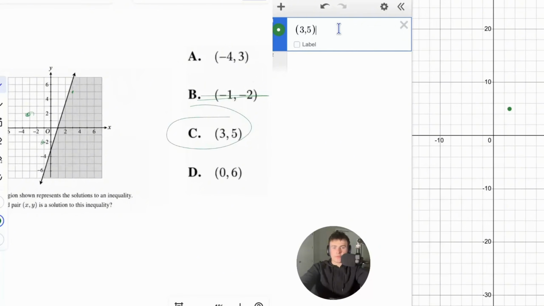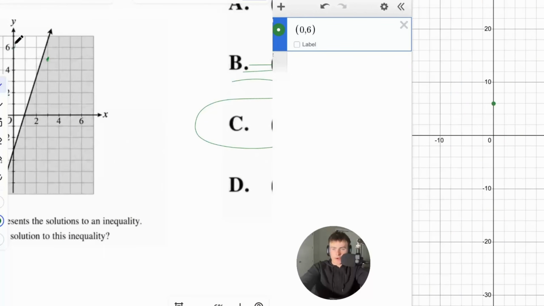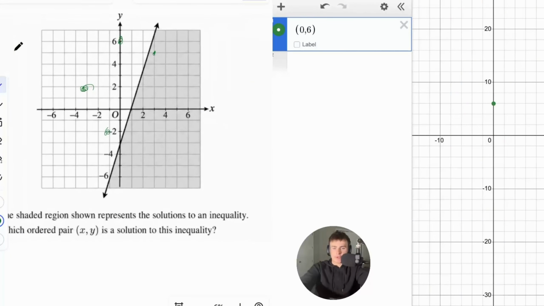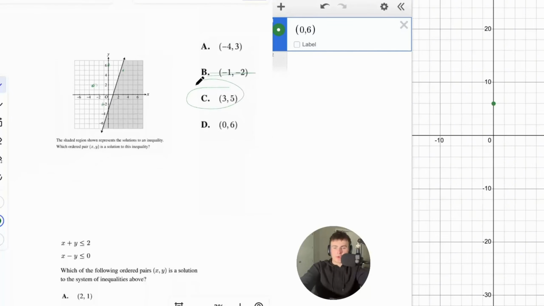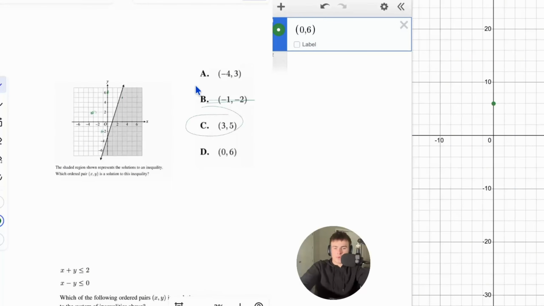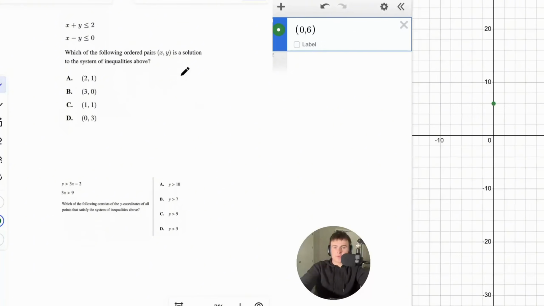Now let's check D just to make sure we're not tweaking out here. 0 comma 6 would be right here, and that is clearly not inside of the region. So therefore, the answer is going to be C because it's the only one inside of the region. So just make sure you type all the stuff in and see which one is in the region. It's that easy. Next one.